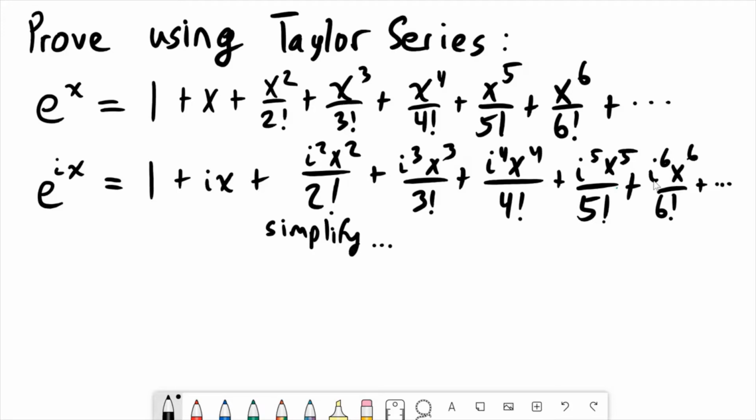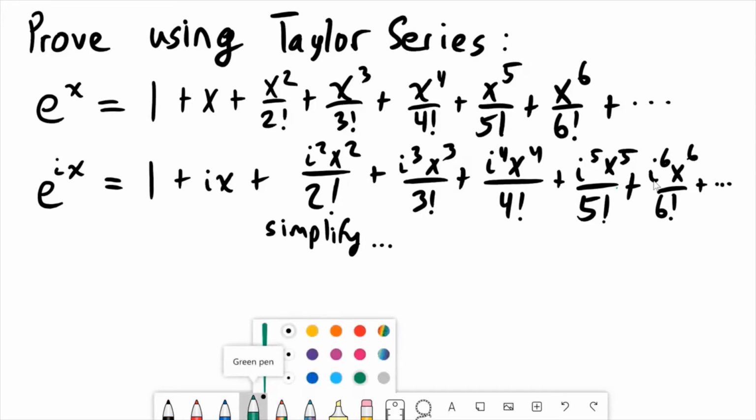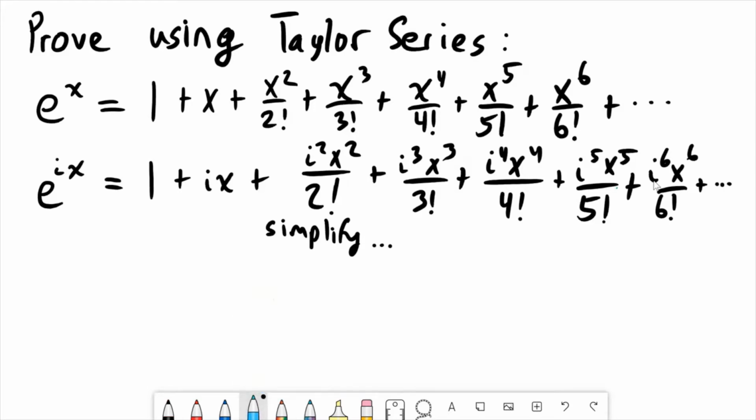Simplify. What do I mean by simplify? I want to simplify the i terms. Remember when we looked at imaginary numbers in algebra class, we defined i to be the square root of -1, right? That means i squared is equal to -1. i cubed is equal to -i, because we just multiply this by another i, right? And then i to the 4th is equal to 1.